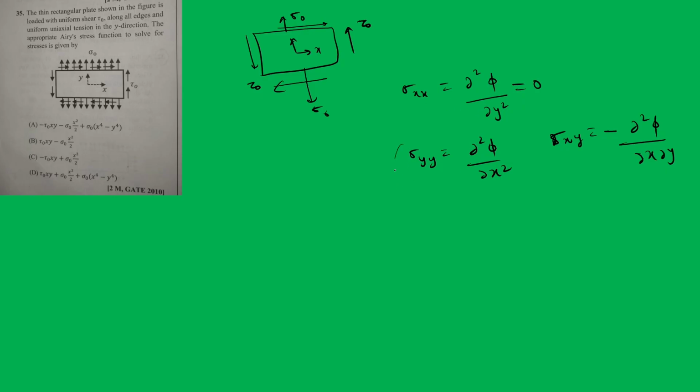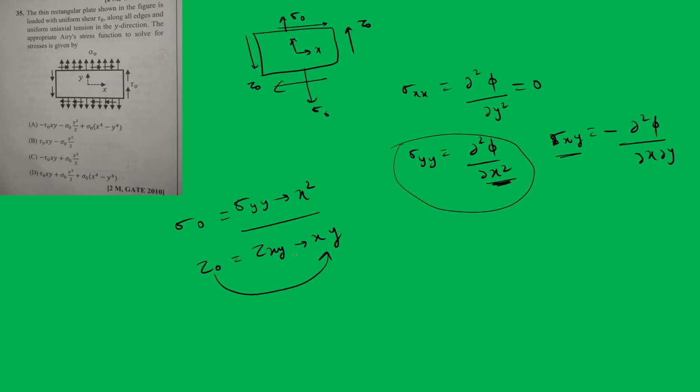But there is sigma y, and you can see sigma y should be the function of x square. Okay, so there should be x square for the sigma y, and then you can see sigma xy, or the tau xy, should be the function of xy. So sigma y is the sigma node and the tau xy is the tau node. So tau node should be the function of xy and sigma node should be the function of x square.